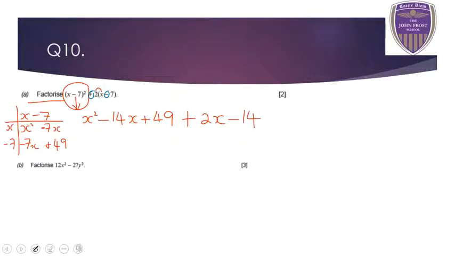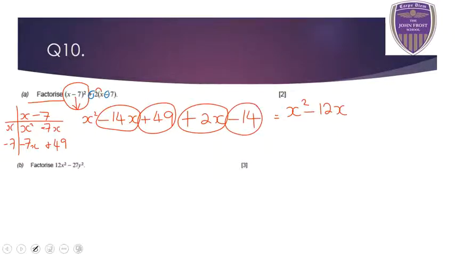Then let's combine what we've got. We've got a minus 14x plus 2x. So you end up with x squared minus 12x. And then you've got plus 49 minus 14, which is plus 35. So if you go back to the question, when it says factorize, we're then factorizing the quadratic.